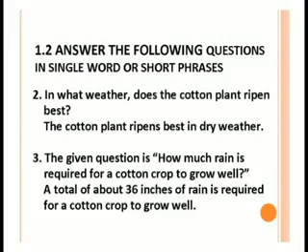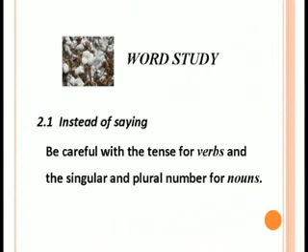in the study guide. The next item to study is word study. In exercise 2.1, you can learn some vocabulary through synonyms, what we call instead of saying. There are altogether 7 words given in the text and you have to find words which have similar meaning to the underlined words from the text. You need to learn all the words by heart. In order to deal with this type of question, you should be careful about the tense for verbs and the singular and the plural number for nouns.